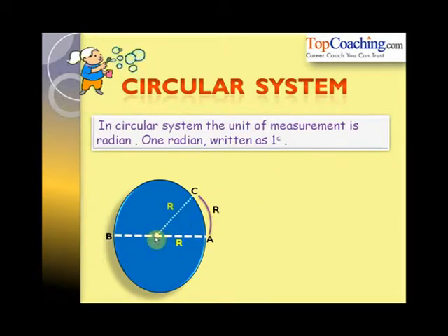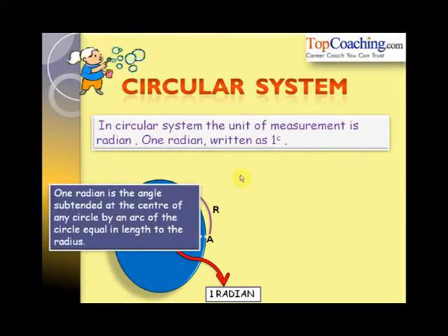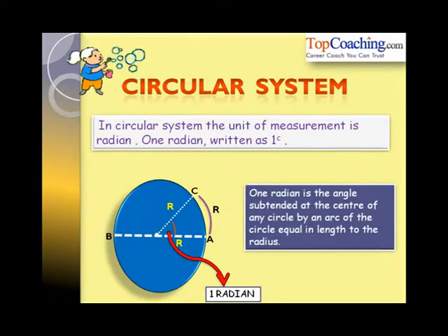Now from the center, if we draw a line to the point C, that would be equal to the radius. The angle formed by this diameter and this radius is known as 1 radian. So based on this, what we can say is 1 radian is the angle subtended at the center of any circle by an arc of the circle equal in length to the radius.